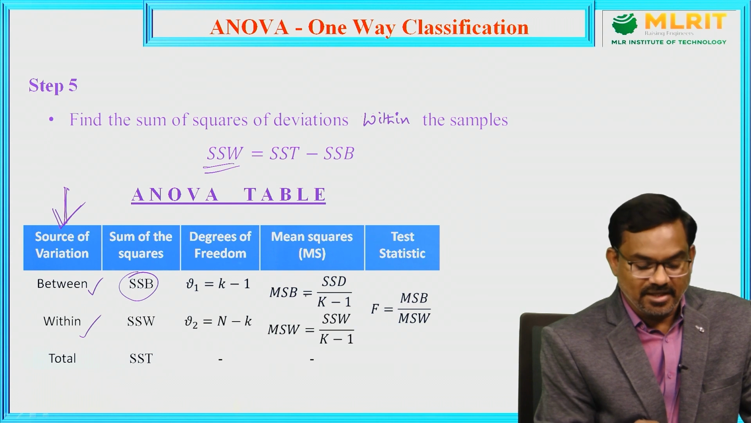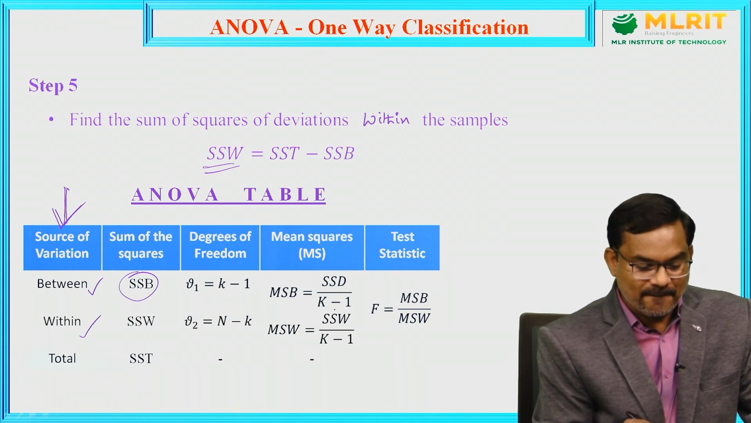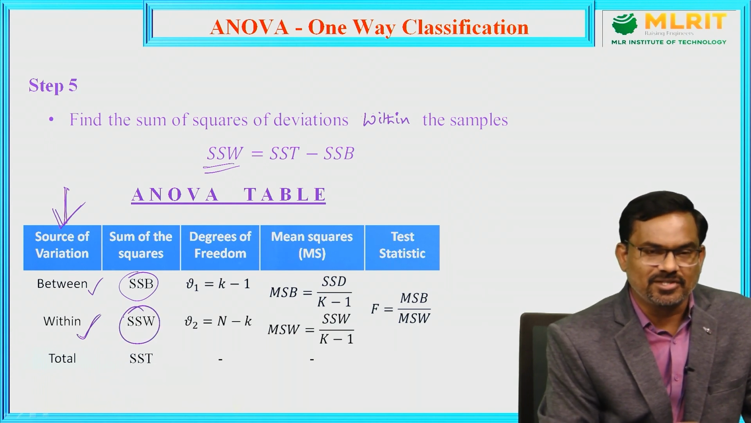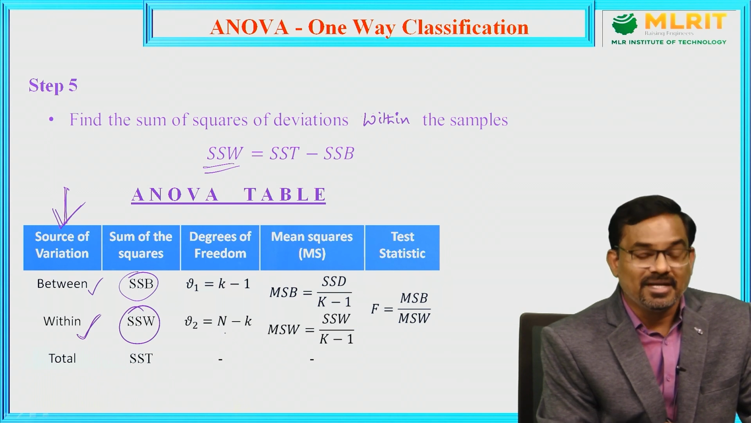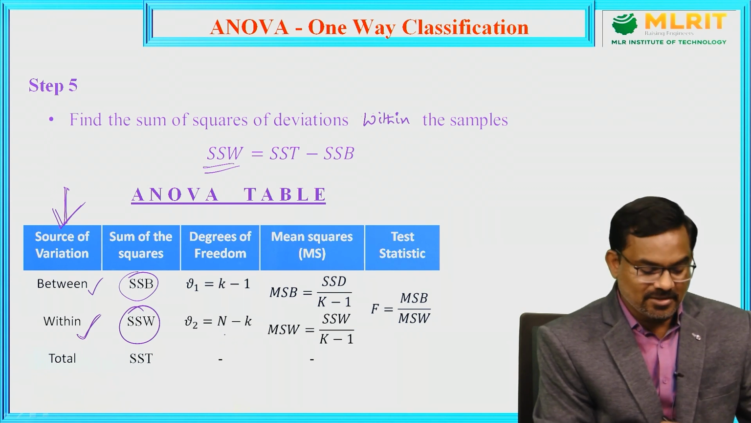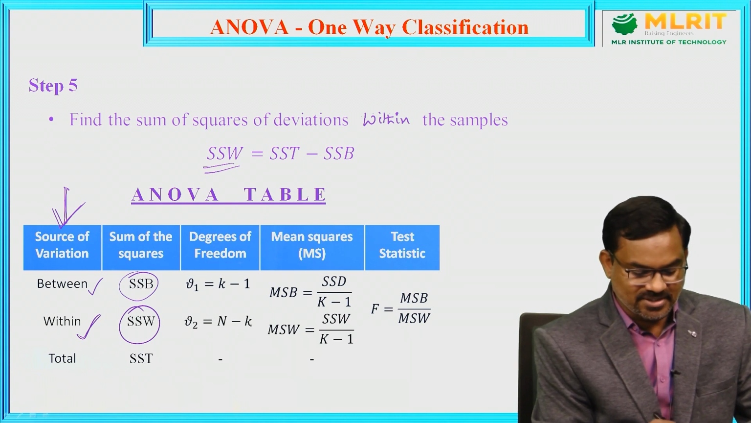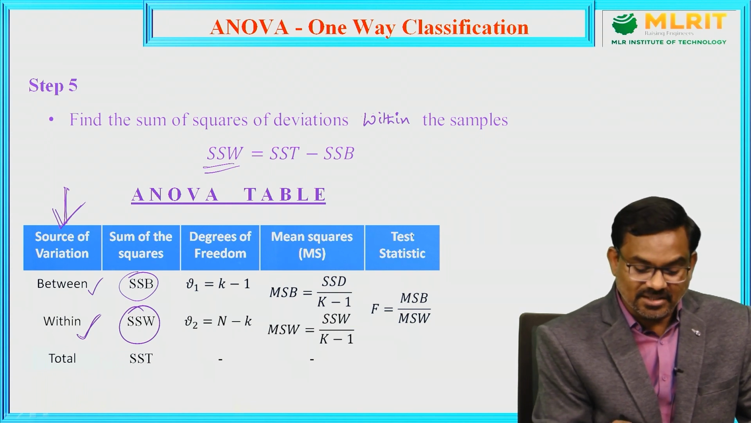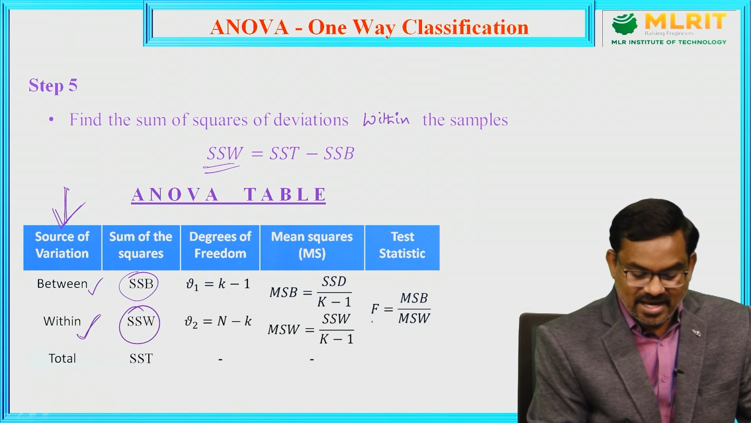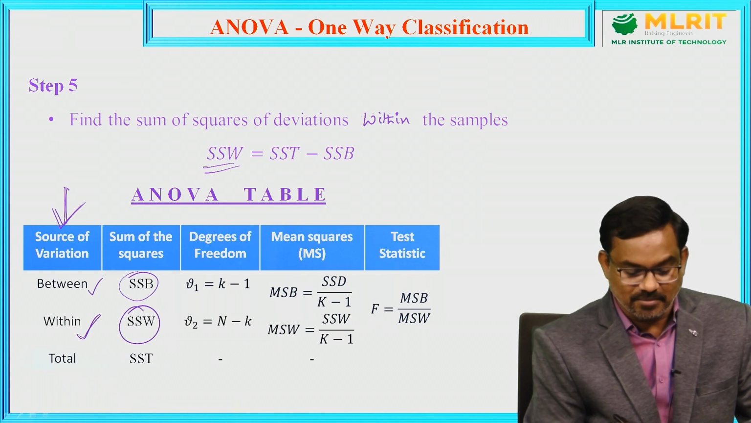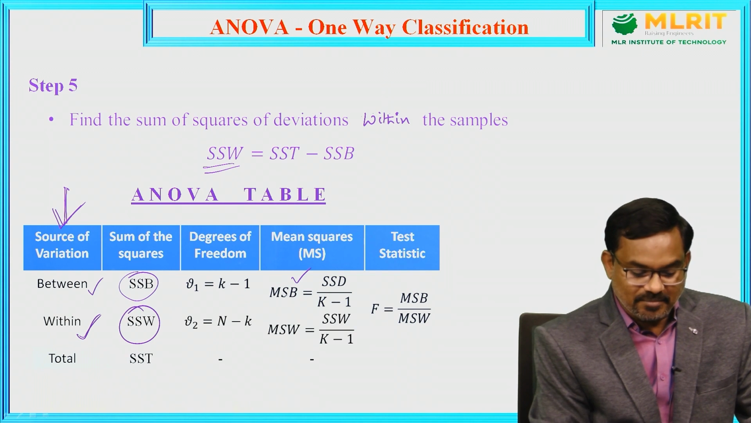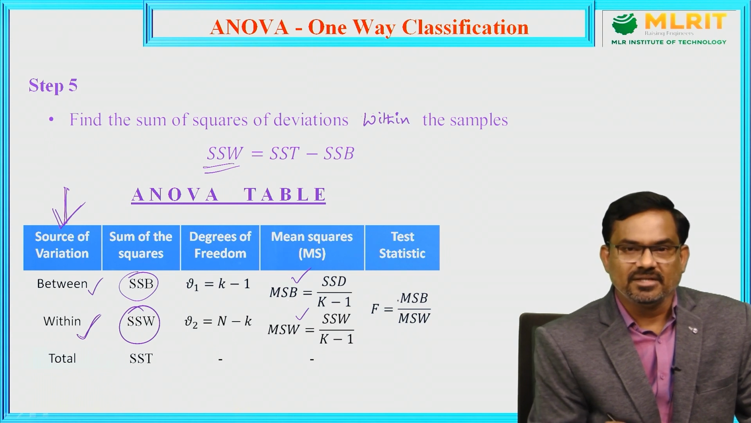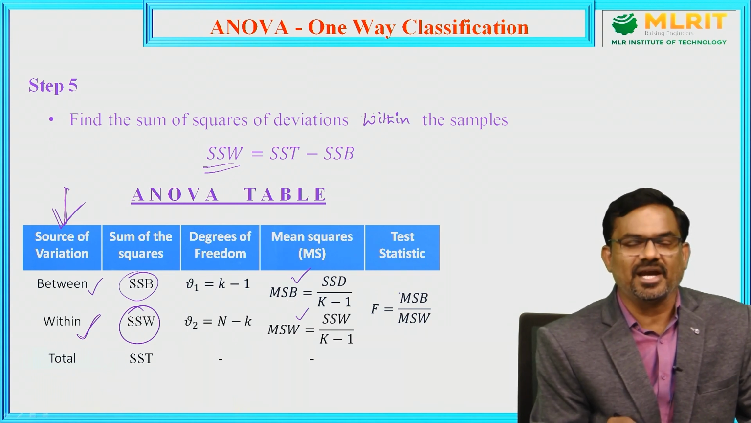So, MSB is SSB by k minus 1. Then within SSW, sum of the squares within the samples is denoted by SSW, and degrees of freedom is given by capital N minus k, capital N total number of observations, and this is the size of the sample, and MSW is SSW by N minus k. And finally, the test statistic in ANOVA test is F is given by MSB by MSW. So, here we calculate MSB, mean squares between and mean squares within. Ratio of these two mean squares is the calculated value of F, which is the test statistic in ANOVA test.